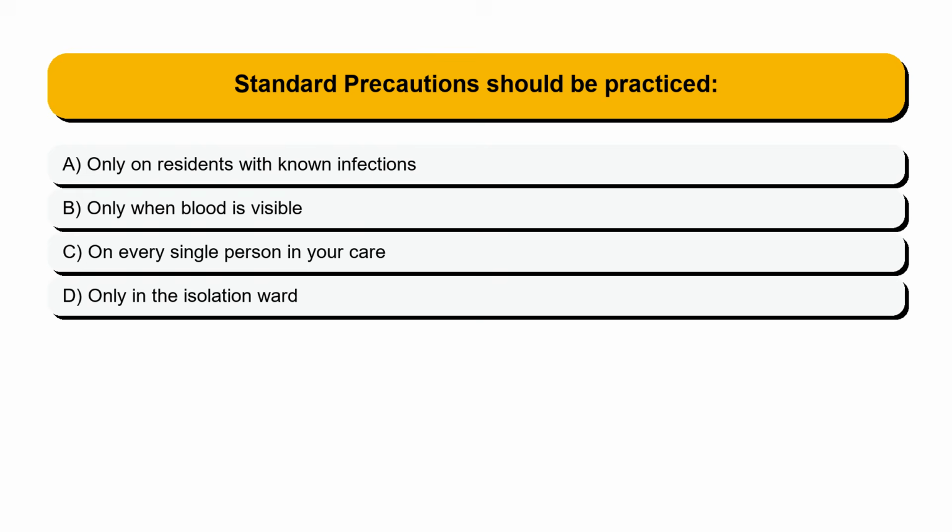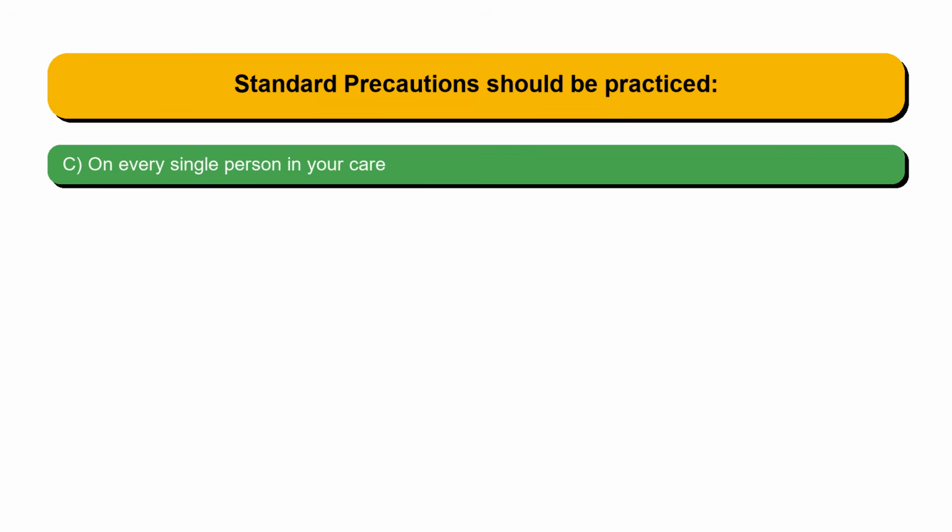Question 80. Standard precautions should be practiced. Option A, only on residents with known infections. Option B, only when blood is visible. Option C, on every single person in your care. Option D, only in the isolation ward. The correct answer is option C, on every single person in your care.